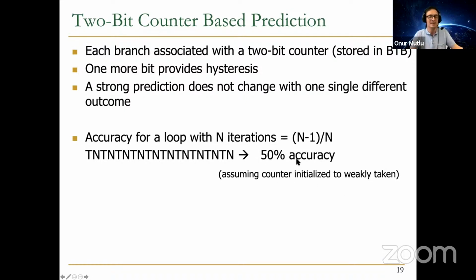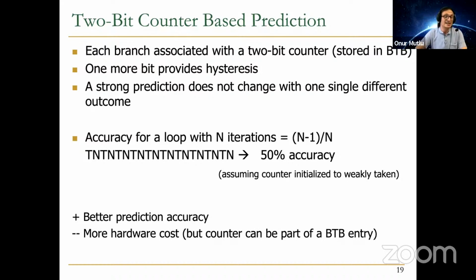And you can do the same thing for a loop branch with n iterations. Here, n is equal to 2, actually. This is a special case of n where n is equal to 2. So this is much better than what we did with last time prediction, as you can see, right? 50% accuracy is quite good. Okay. So we get better prediction accuracy, as you saw.